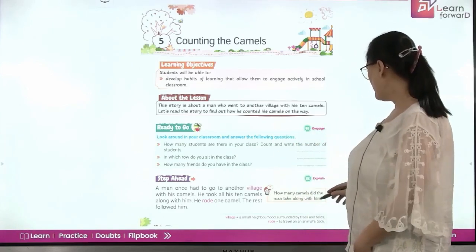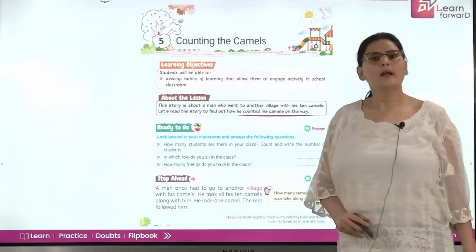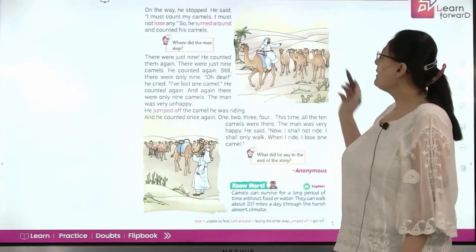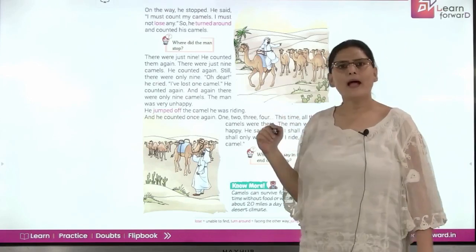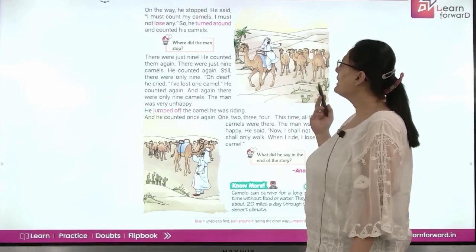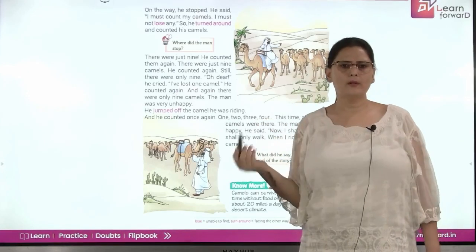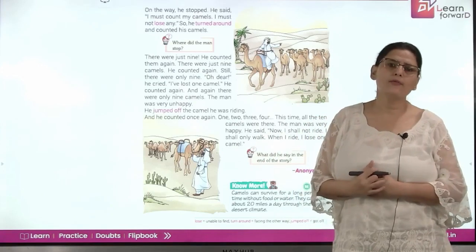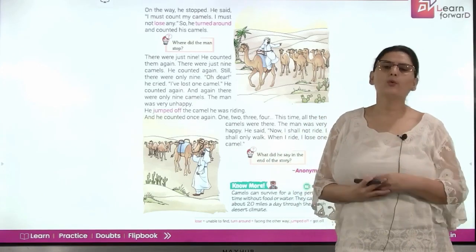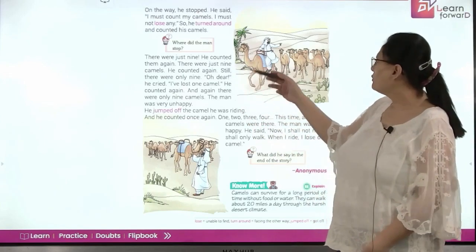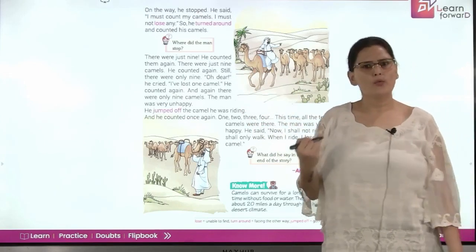How many camels did the man take along with him? Absolutely correct, 10 camels. On the way, he stopped. He said, I must count my camels. I must not lose any. So he turned around and counted the camels, so that he doesn't lose them. Where did the man stop? He stopped on his way.